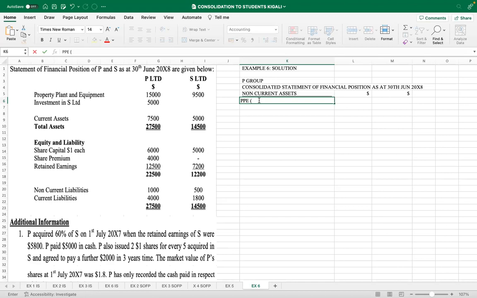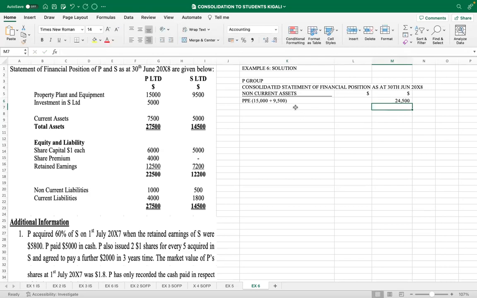And of the parent is 15,000, plus of the subsidiary is 9,500. Remember, the rule is consolidate as if you own everything, even though in this case, you own only, is it 60%? You own 60%. So we have 15,000 plus 9,500 because there were no adjustments related to PPE. If there are adjustments, you account for them, like fair value increment in PPE. If there are any PPE that is sold, you account for them.